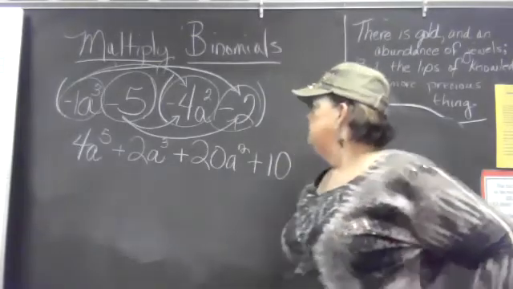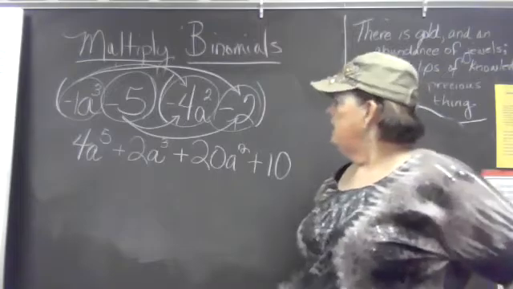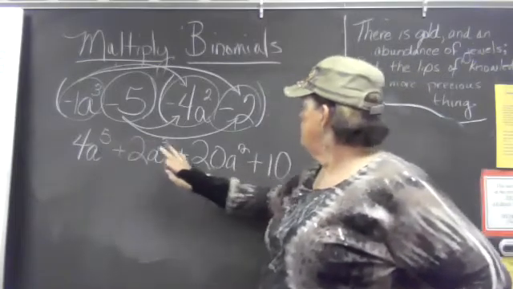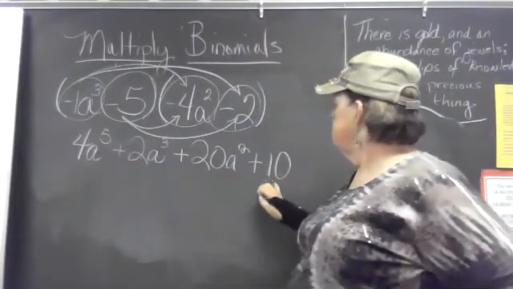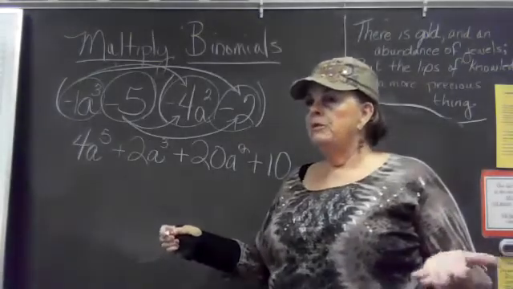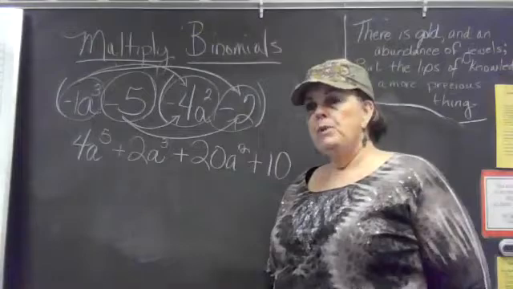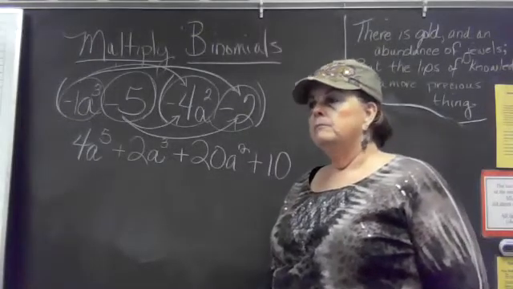plus 10. Now, if you look at this, we always have to check. I have a to the 5th, to the 3rd, to the 2nd, and a constant. So I don't have any common terms. Do y'all see? So in this case, this is it. Everybody understand? Yeah.